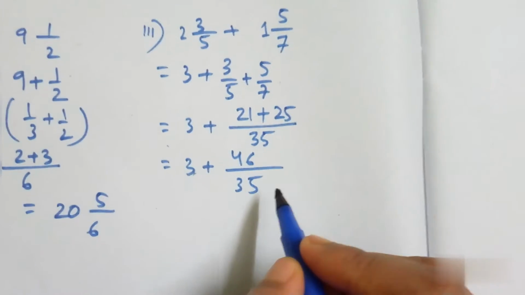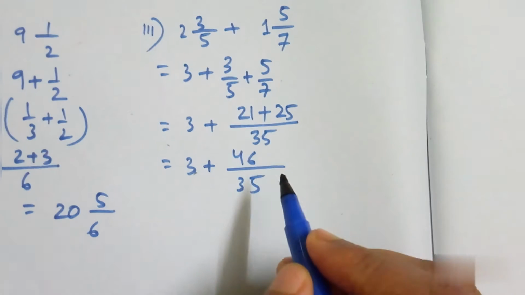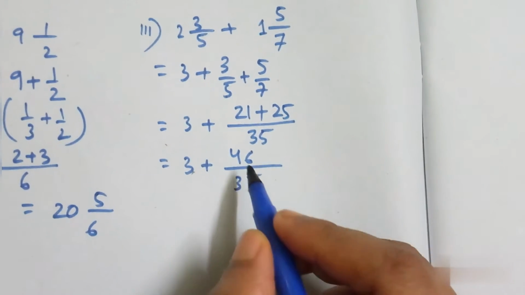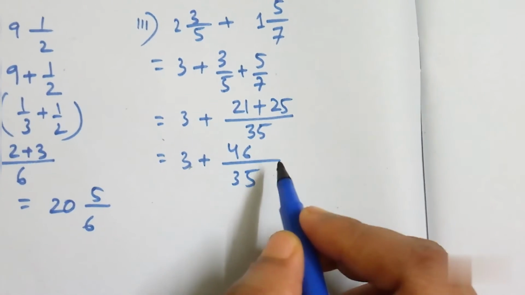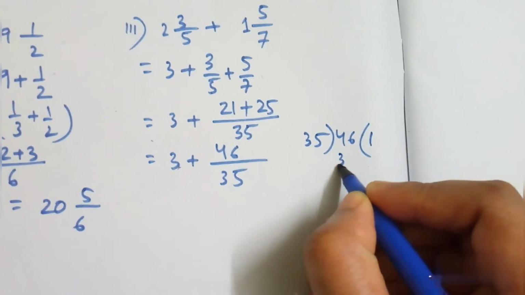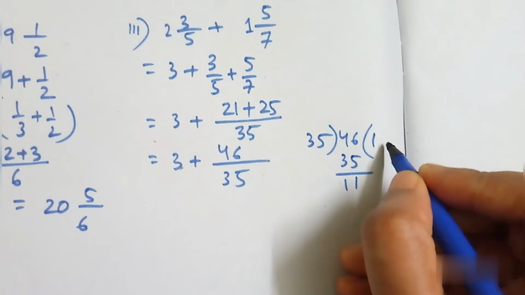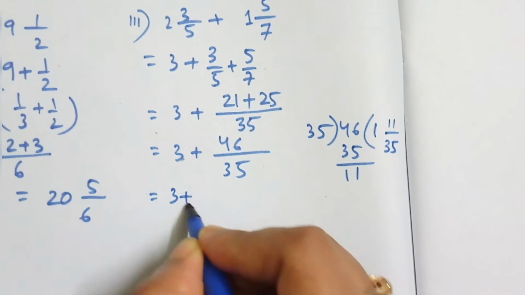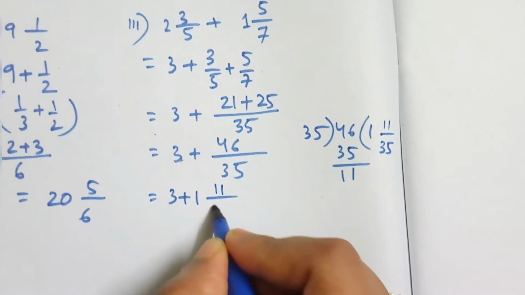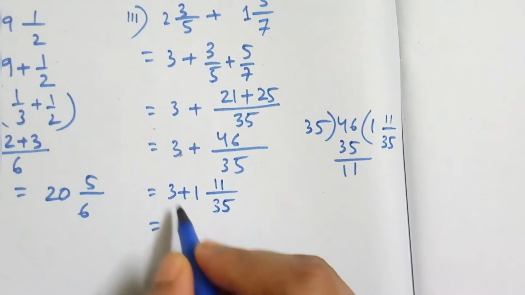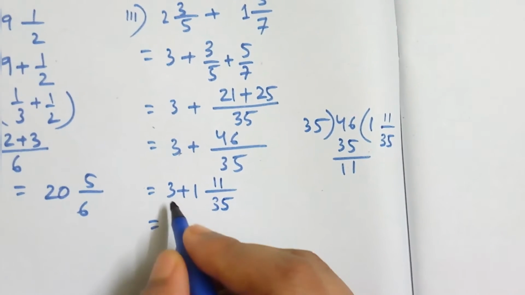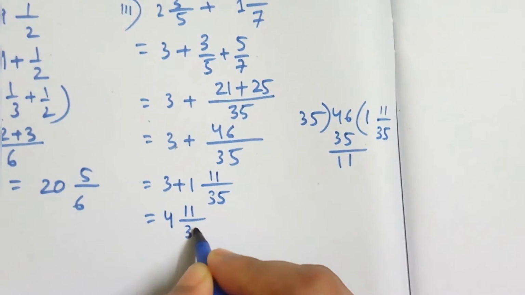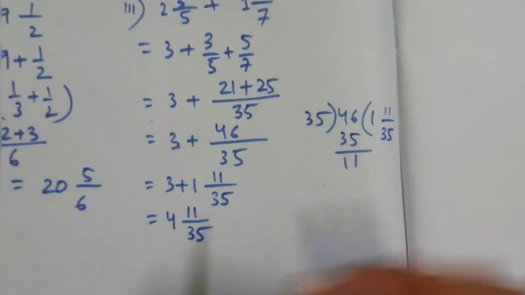46. See, here it is an improper fraction because the denominator is less than the numerator. So divide this, you will get 1 11 by 35. So you write here 11 by 35. Now add this whole number, it is 3 plus 1, it is 4, and now write down the fraction. It will be the answer.